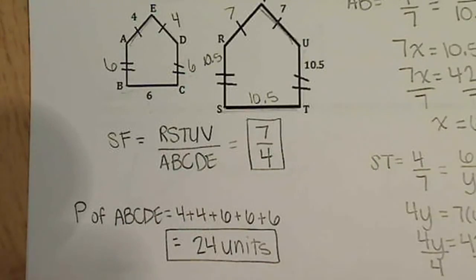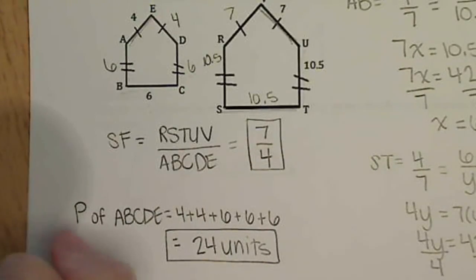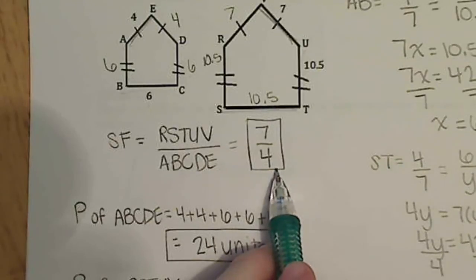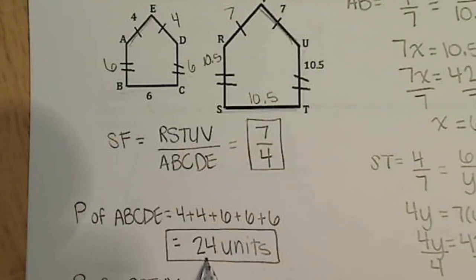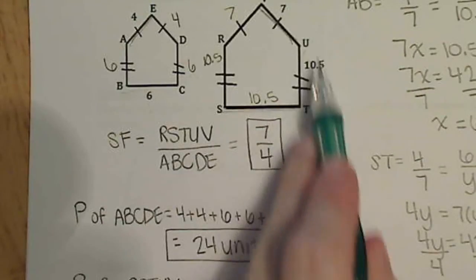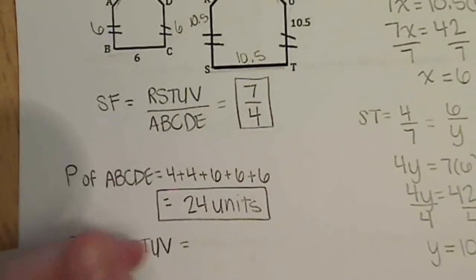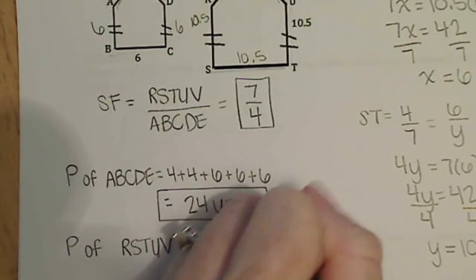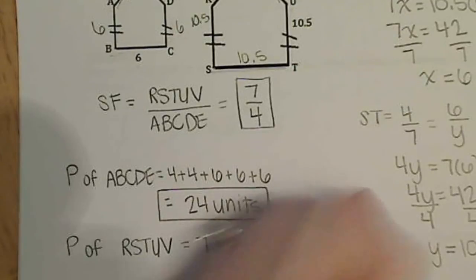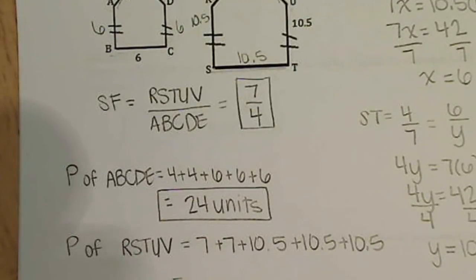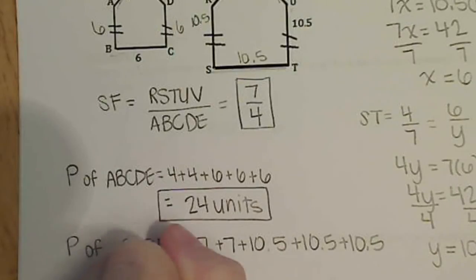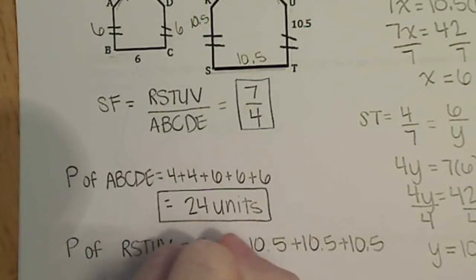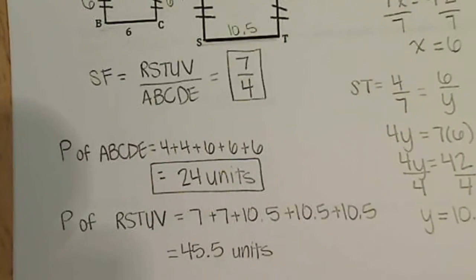Okay, let's find the perimeter of the larger RSTUV. Now its perimeter will be 7/4 times bigger, so it will be larger than 24. Its perimeter is 7 plus 7 plus 10.5 plus 10.5 plus 10.5, which is 45.5 units.